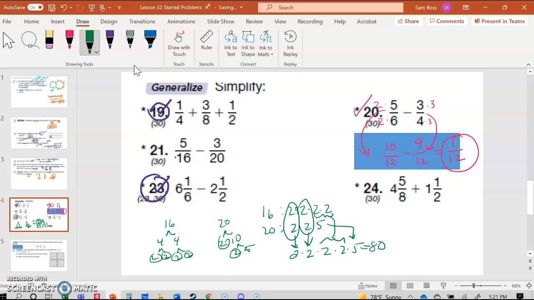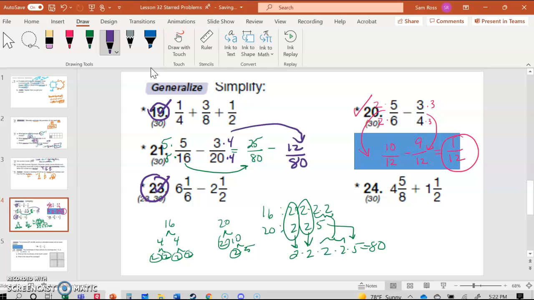So let's see, to make this 80, I'll just do this down here. If this is 80, 80 divided by 16 is 5. So I have to multiply this by 5, multiply this by 5, which makes this 25 minus, here to make this 80, I have to multiply by 4, so that's 12 over 80, so 25 minus 12, that's 3. 23 over 80, that's going to stay. 23 is prime, so there's nothing we can do about that. Did I subtract that right? No, I didn't. It's 13. My bad. Still going to stay there. So we did that one.